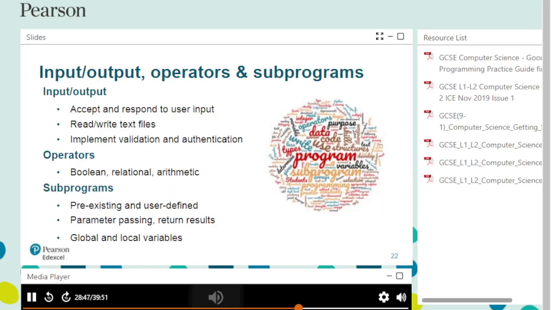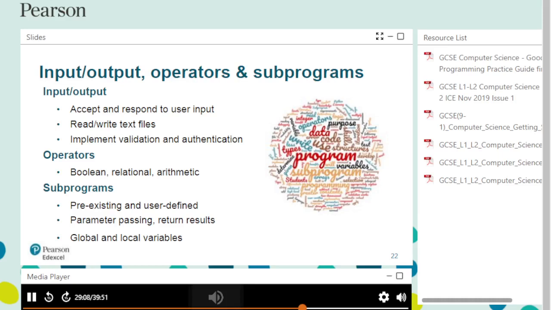Section 4 covers input and output, including file handling, validation, and authentication. In some instances, questions in the exam may require candidates to read in data from a file. Where this is the case, a comma-separated value text file will be provided, along with the code snippets they will use.